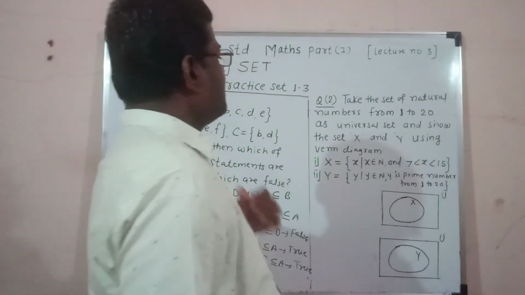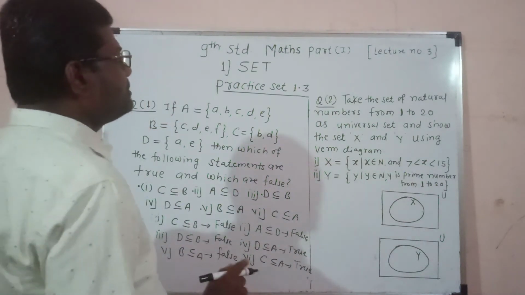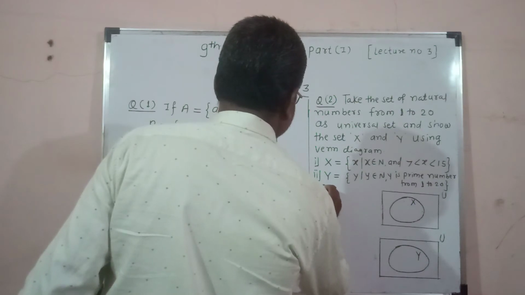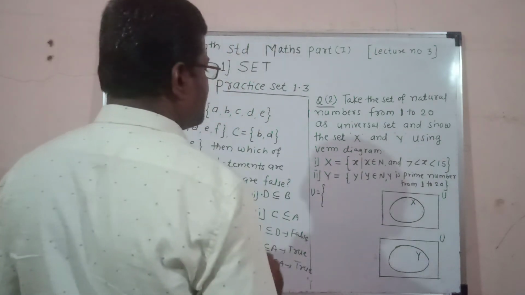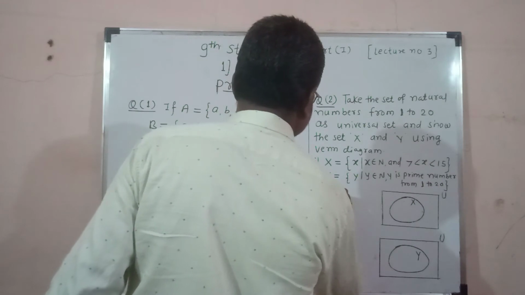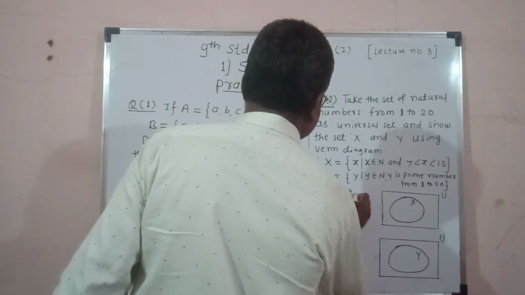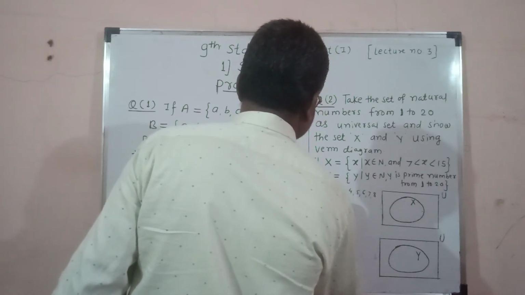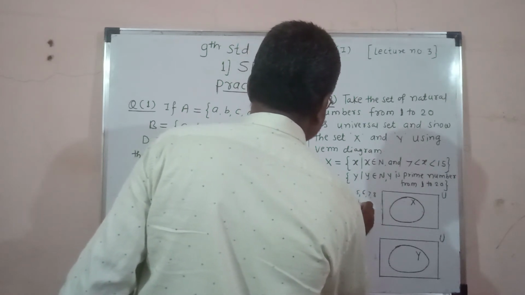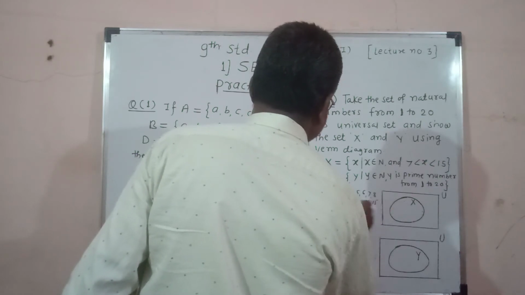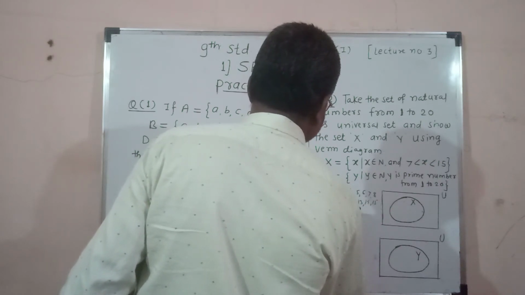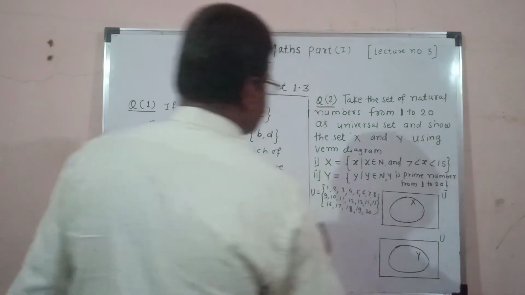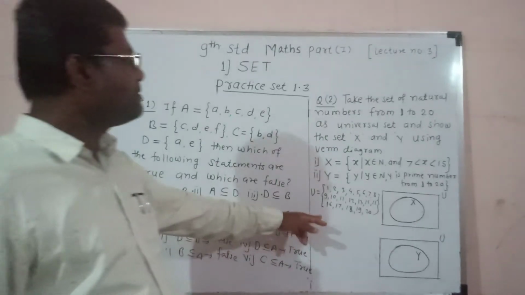Take the set of natural numbers from 1 to 20 as the universal set. Therefore we have to take the universal set of numbers from 1 to 20. Therefore U is equal to 1, 2, 3, 4, 5, 6, 7, 8, 9, 10, 11, 12, 13, 14, 15, 16, 17, 18, 19 and 20. This is the universal set.